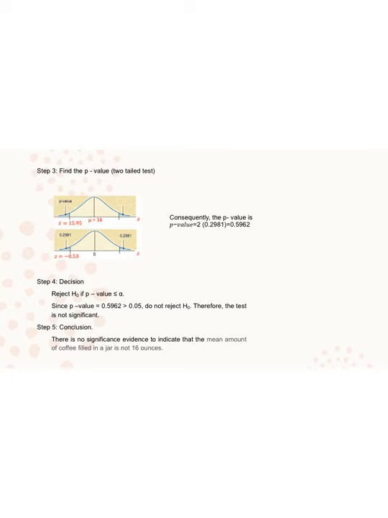So the decision rule is reject H naught if p-value is less than or equal to alpha. So since we get p-value 0.5962, which is greater than 0.05, we do not reject H naught, or we fail to reject H naught. Therefore, the test is not significant. So the conclusion is, there is no significant evidence to indicate that the mean amount of coffee in a jar is not 16 ounce.